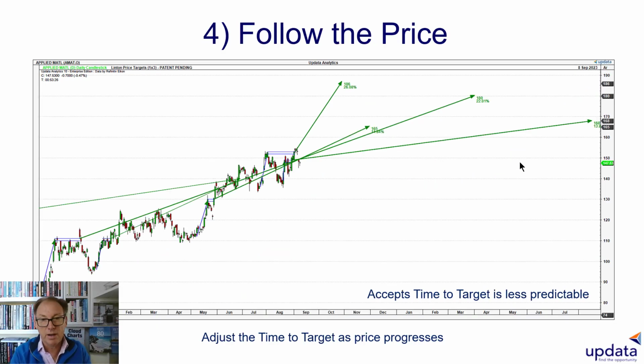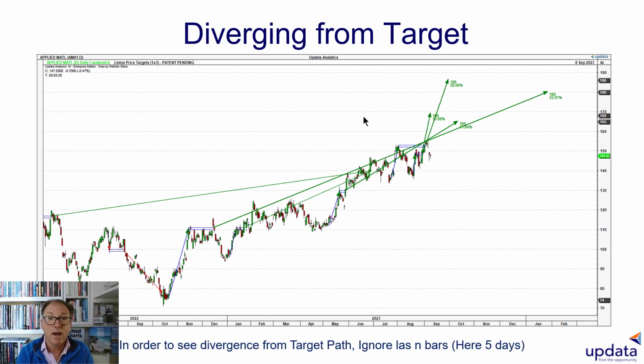And then follow the price. This one accepts that it's not predictable to the time to the target. It's just saying you can't predict when it's going to be met. But what you can do is assess it. And so you can just keep adjusting the targets based on how the price progresses. So this one's quite a good one. I use this one quite a bit to begin with. But what you need to do is you need to say ignore the last n bars, because here it's 5 days that I want to actually just see when we move away.